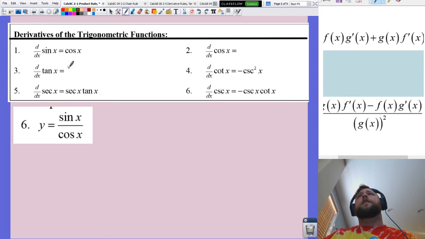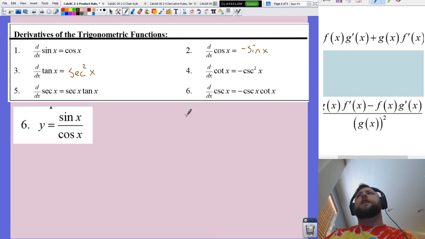All right, derivatives of trig functions. So just to review, derivative of sine is cosine. Derivative of cosine is negative sine of x. Derivative of tangent is going to be secant squared of x. Derivative of secant is secant tangent. Cotangent is negative cosecant squared. Cosecant is negative cosecant cotangent.